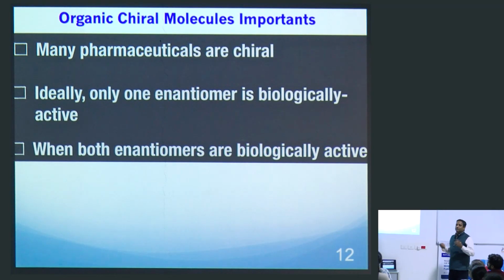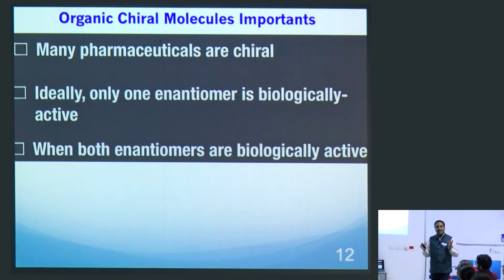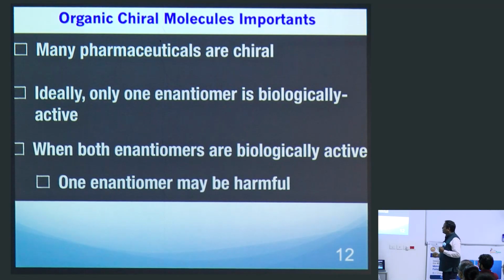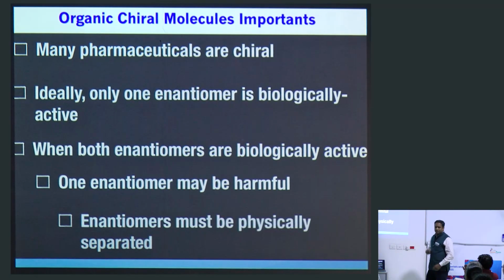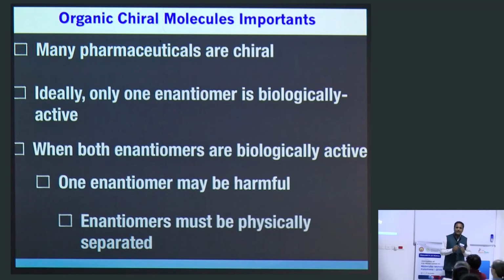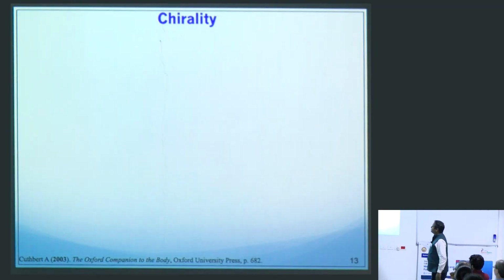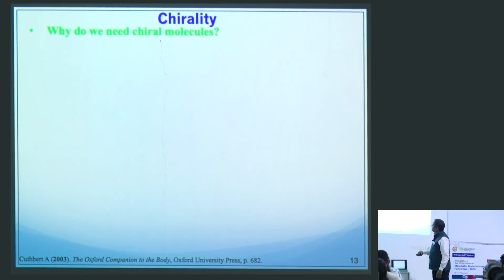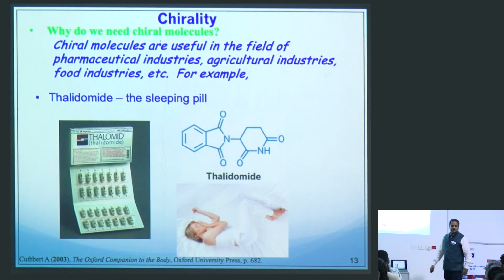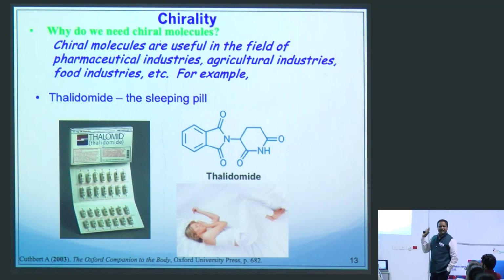If both isomers are biologically active, suppose R is biologically active and S is also biologically active, then it's challenging. We must separate them, otherwise it creates huge problems. So one has to separate them by using various types of chiral methods, but can we also do that by using microdroplets, separating R and S? That's what we are working on. I will show some examples. Here I have shown thalidomide. Thalidomide, I hope everyone knows. Have you heard about thalidomide?